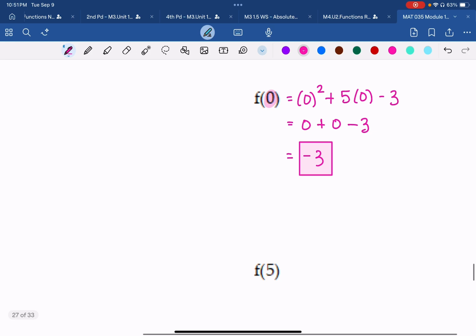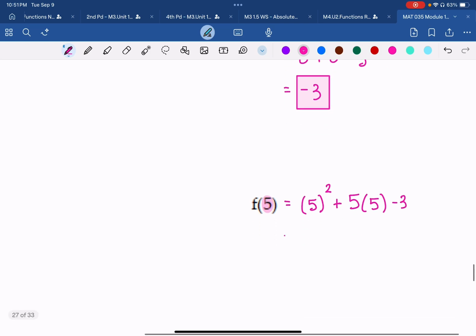Last one, this time I've got f of 5. And so I'd have 5 squared plus 5 times 5 minus 3. So 5 squared would be 25. Plus 5 times 5 would be 25. And minus 3. And then if I do 25 plus 25 and minus 3, that gives me 47.